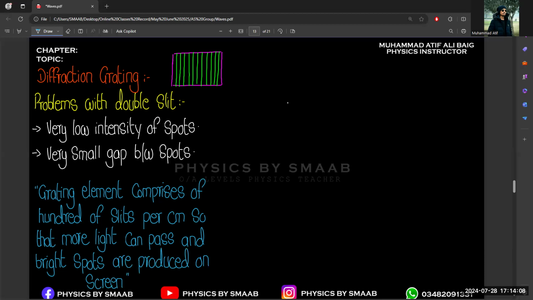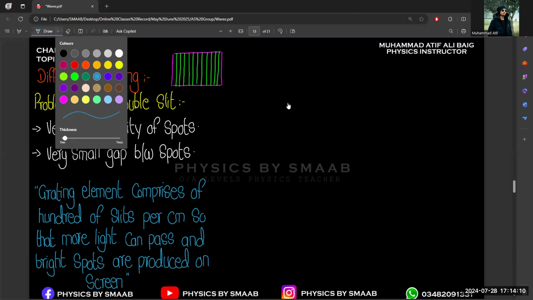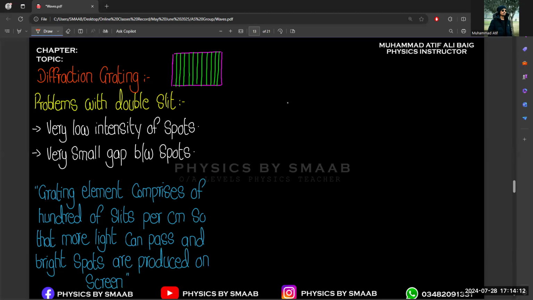And again, the previous two terms remain the same. That is for maxima and minima. Maxima again represents constructive interference. Minima represents destructive interference, just like in the Young double slit experiment. Maxima gives bright fringes and dark fringes are due to minima or destructive interference.